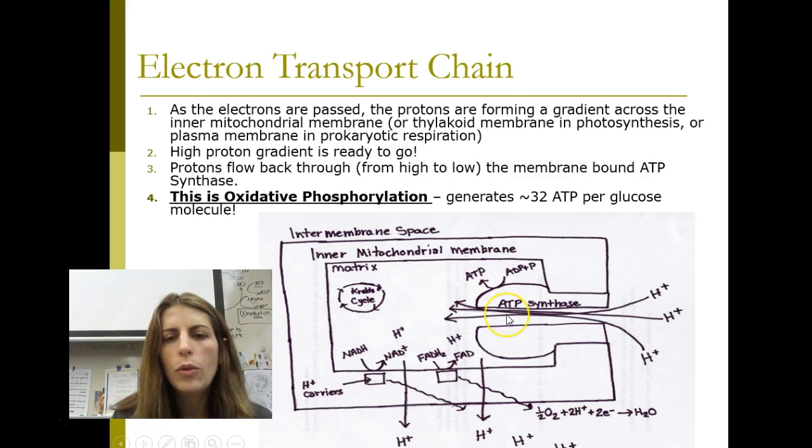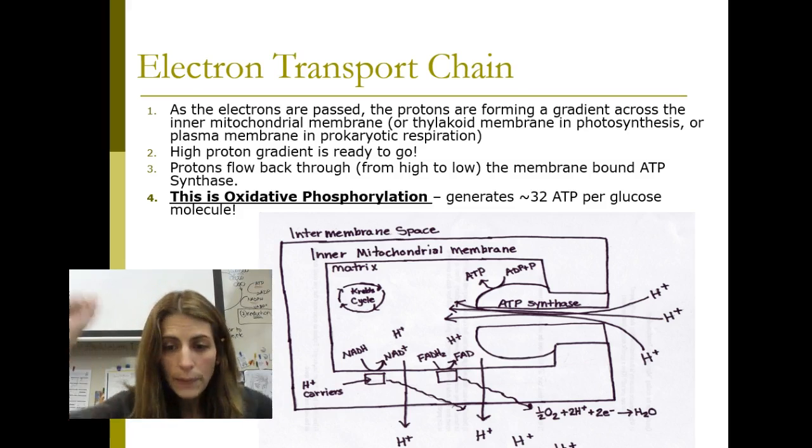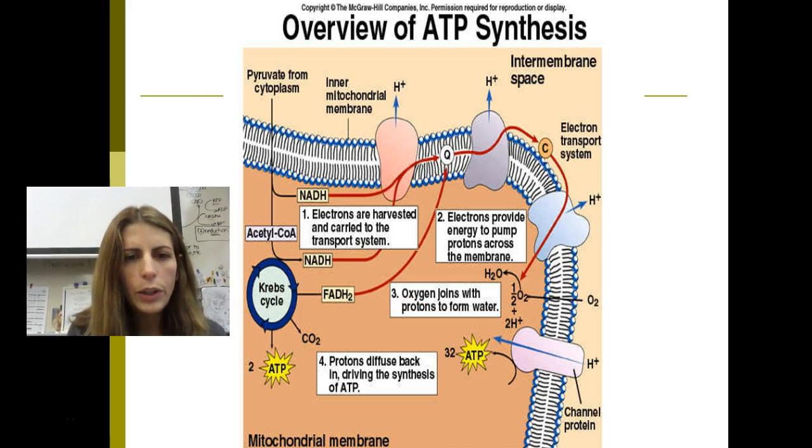It's an enzyme. It has like a rotor on it. It very quickly attaches phosphate, so it's not substrate level. We call this oxidative phosphorylation. Very energy efficient, makes a ton of ATP. Yay! All right, this is an overview.